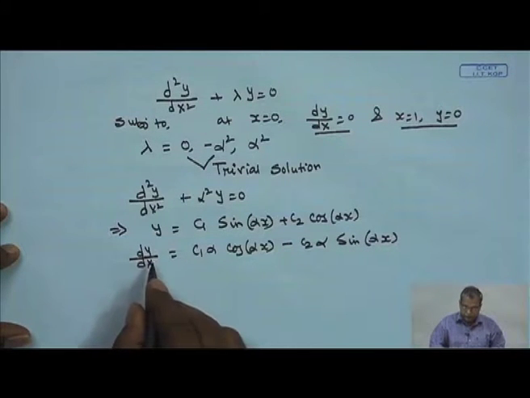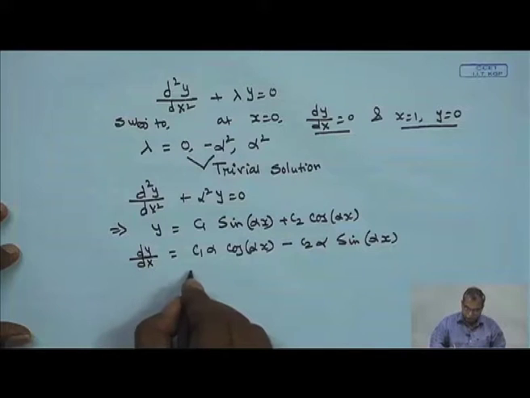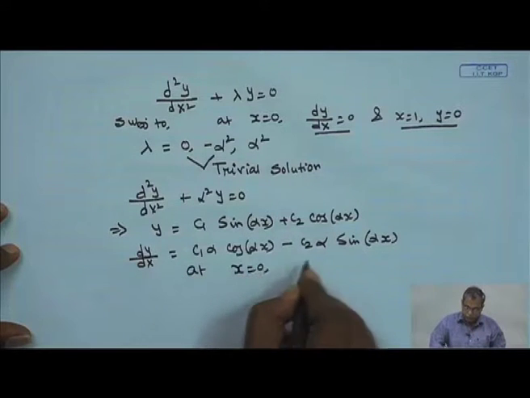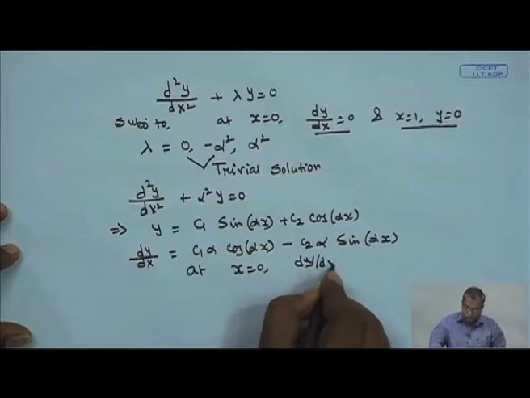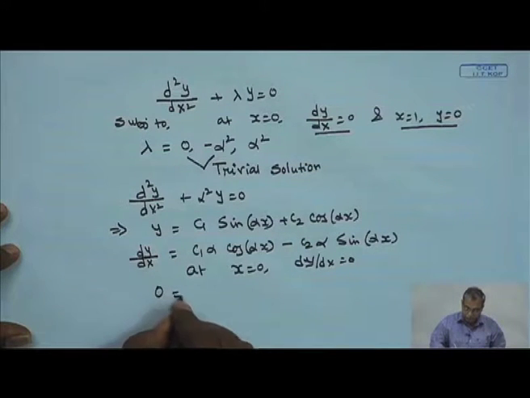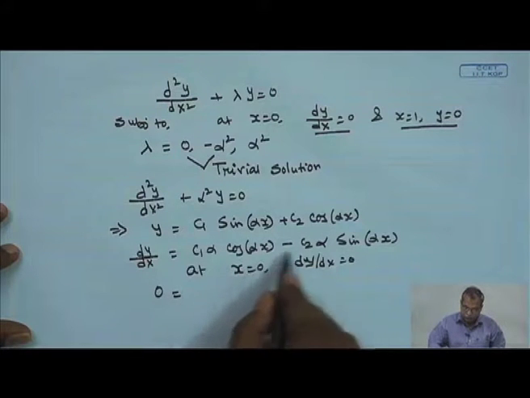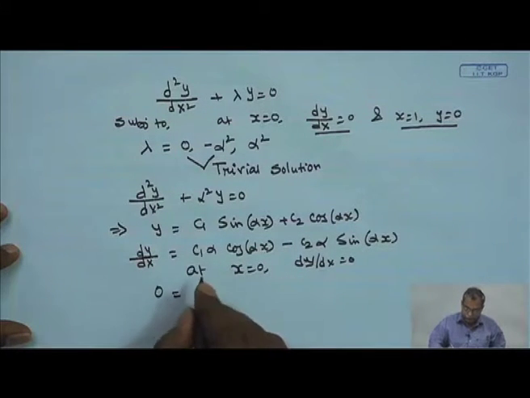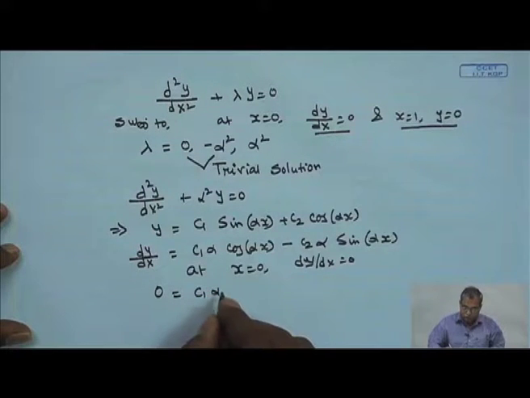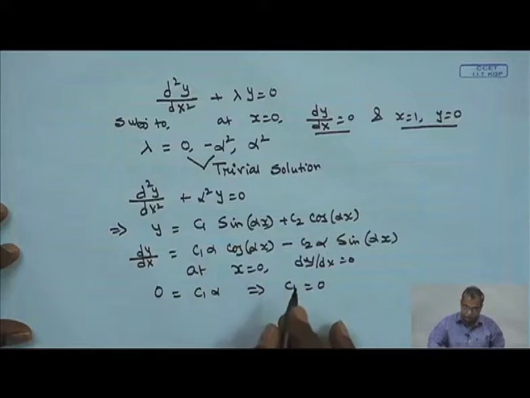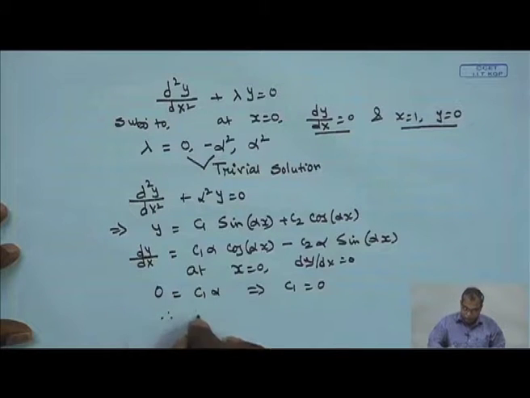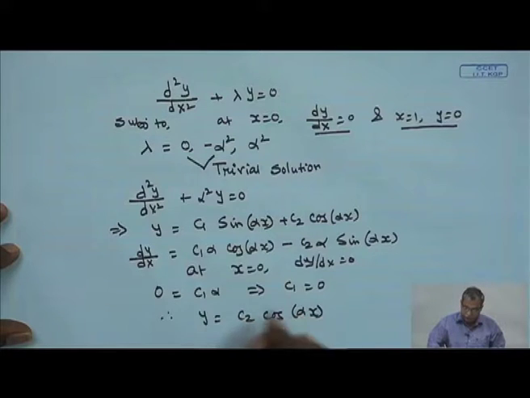So, this becomes c1 alpha cosine alpha x minus c2 alpha sin alpha x. Now, dy dx equal to 0 at x is equal to 0. At x equal to 0, cos 0 is 1 and sin 0 is 0. So, we will have c1 alpha is equal to 0. For a non-trivial solution, alpha is not equal to 0, that means c1 is equal to 0. Therefore, we have y is equal to c2 cosine alpha x as the solution.